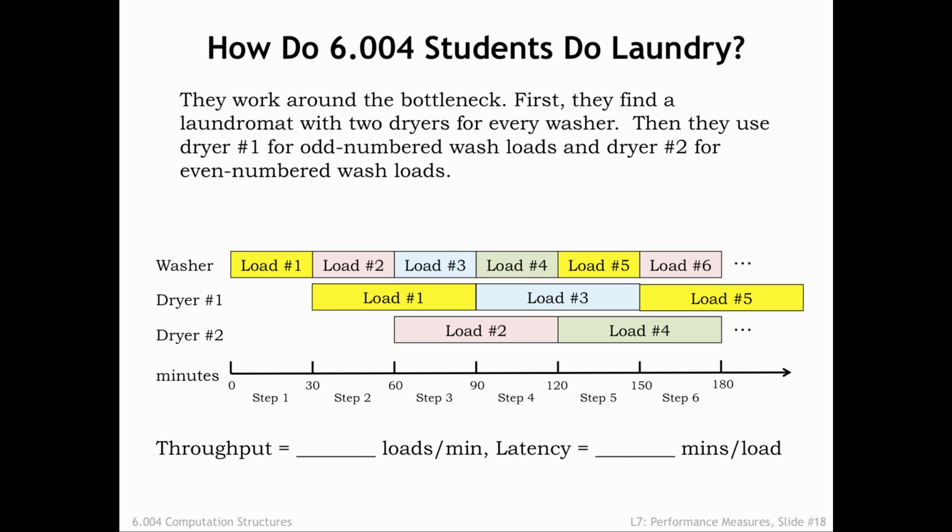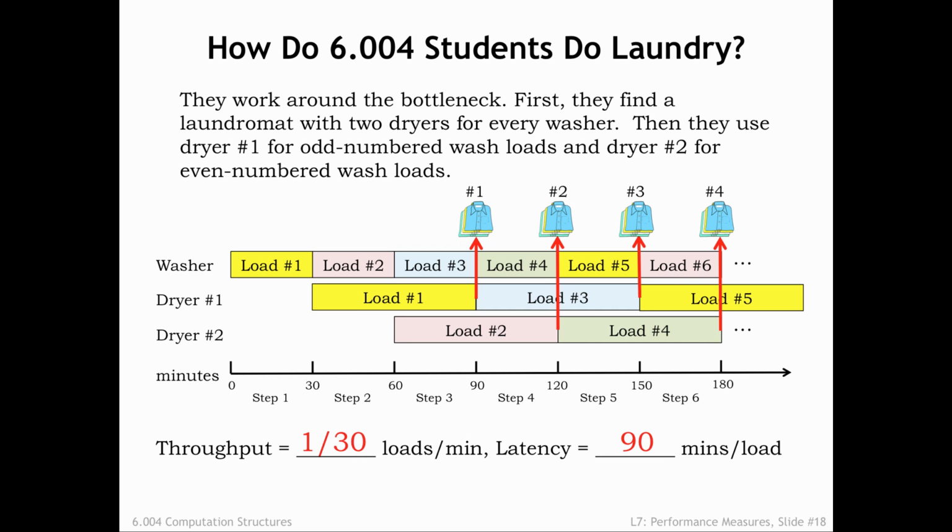Once started, a dryer runs for a duration of 2 steps, a total of 60 minutes. Since the dryers run on a staggered schedule, the system as a whole produces a load of clean, dry laundry every 30 minutes. The steady-state throughput is 1 load of laundry every 30 minutes, and the latency for a particular load of laundry is 90 minutes.